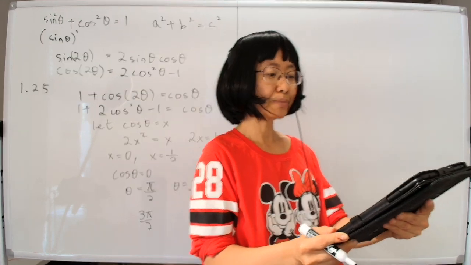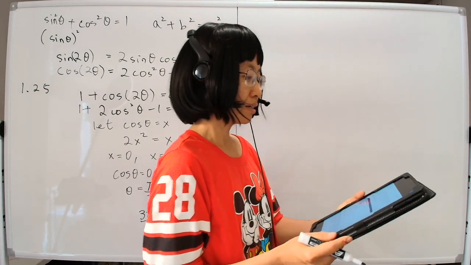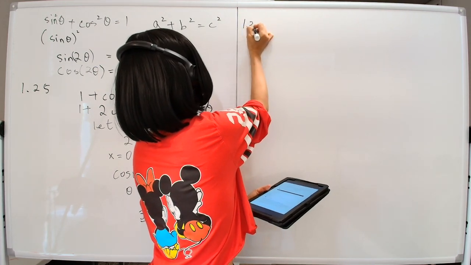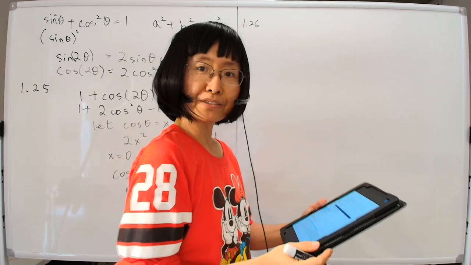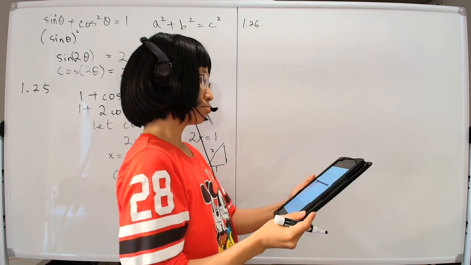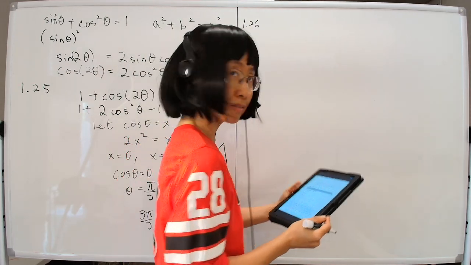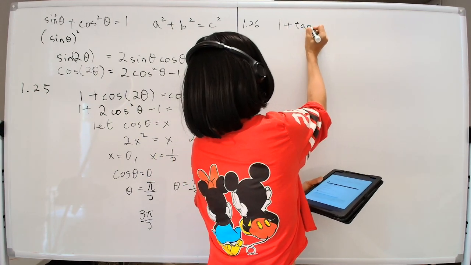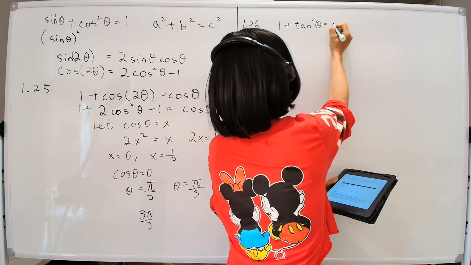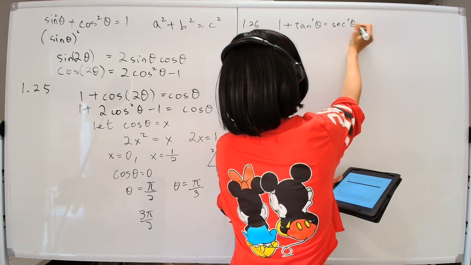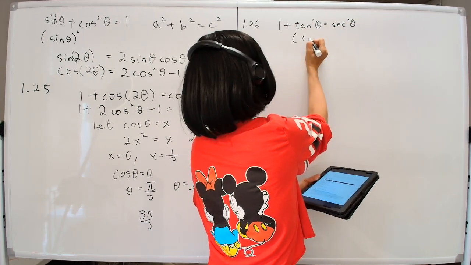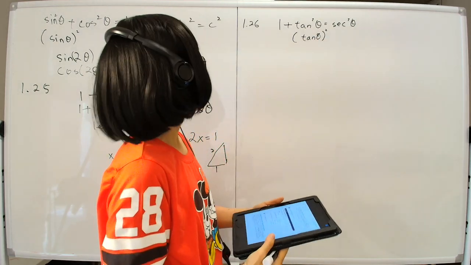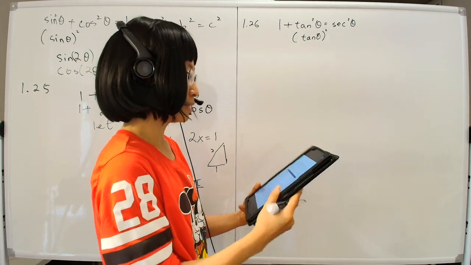So next, let's prove the trig identity. This is example 1.26. In example 1.26, you're supposed to prove that 1 plus tangent squared equals secant squared. So 1 plus tangent squared theta equals secant squared theta. Remember, this means tangent theta squared. Very important, so you don't get thrown by the different notation.